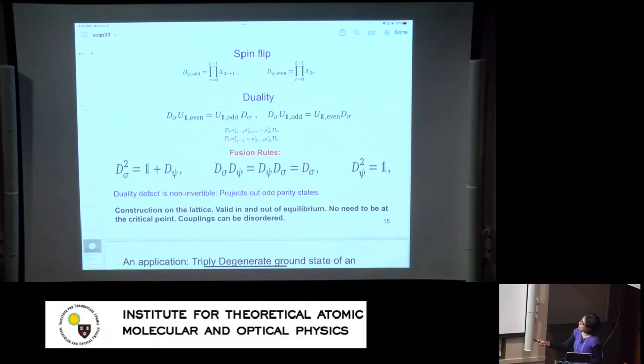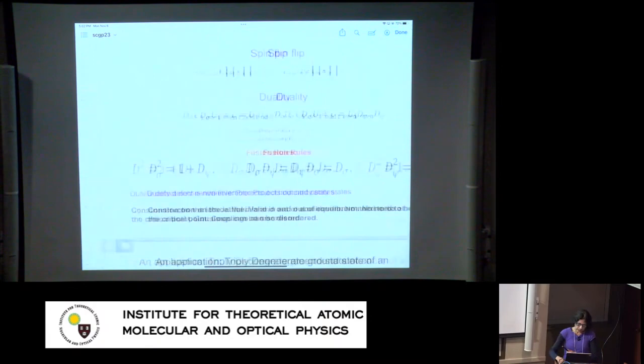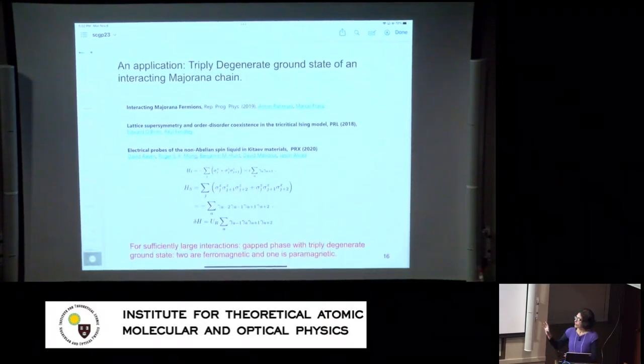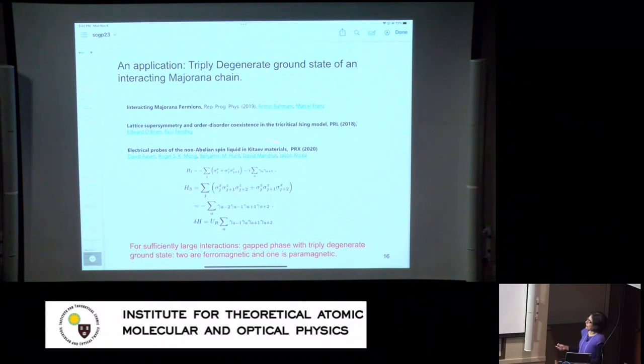And moreover, you can actually just take this operator and explicitly show the fusion rules. So now, before I actually try to explain to you the manifestation in Floquet, I just want to give again some background. So how have people used the fact that these models have not just the spin flip symmetry, but also this duality symmetry? There are some recent papers from Armin's group and also this group at Caltech.